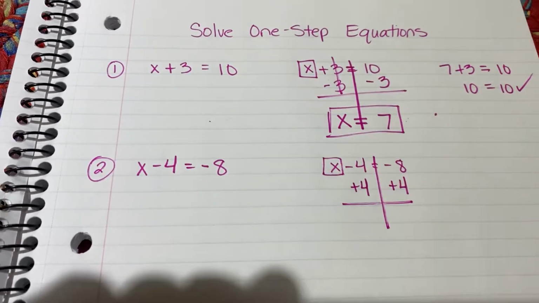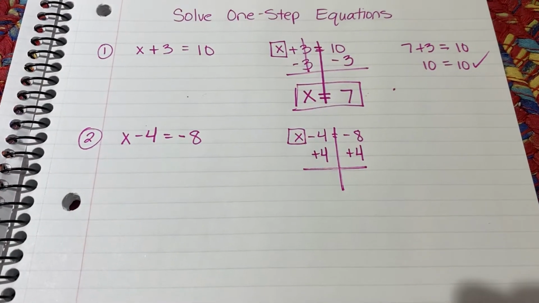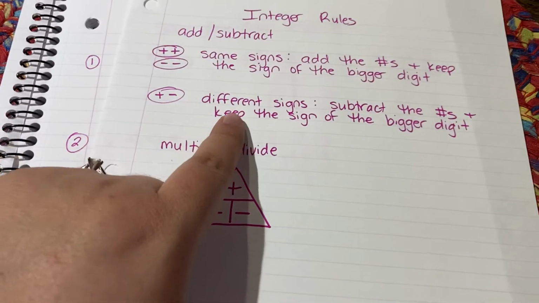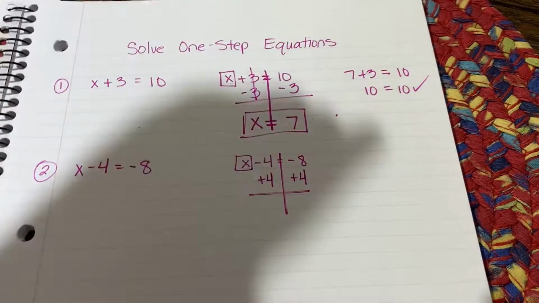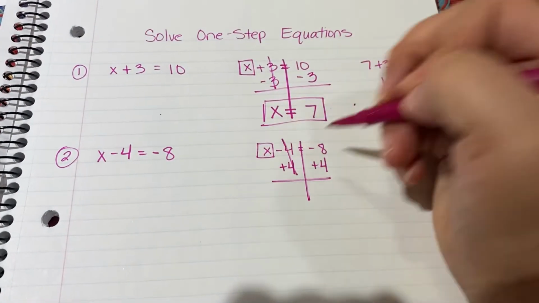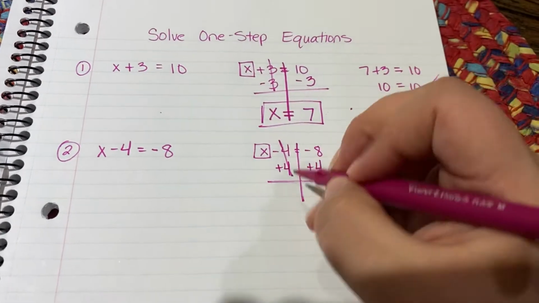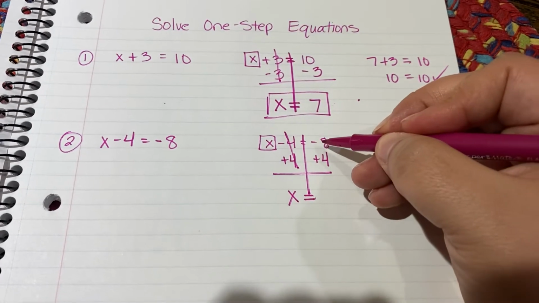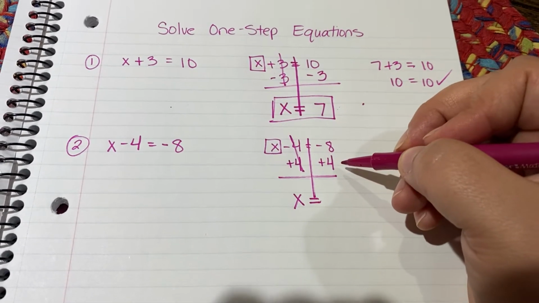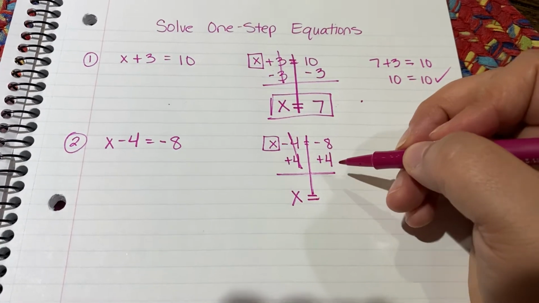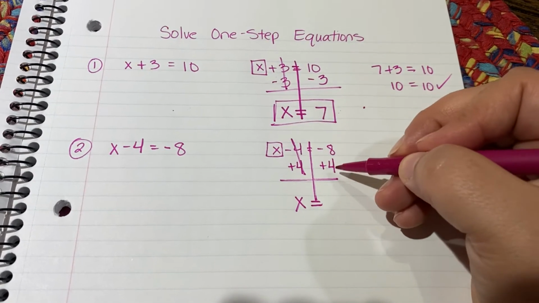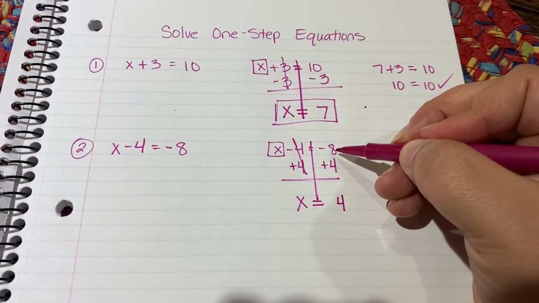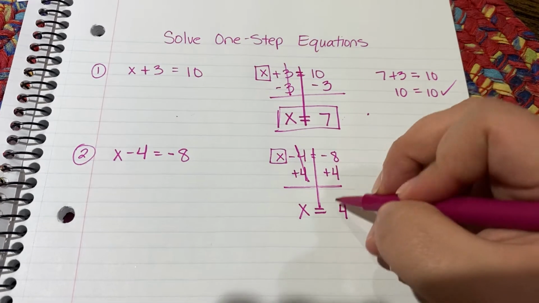Negative 4 plus 4. If you remember your integer rules, these signs are different. That's a negative, that's a positive. So when they're different, we actually subtract. So all we really have to do here is just cross them off because 4 minus 4 is 0, leaving me with x. Bring down my equal sign, and then negative 8 plus 4. Again, these signs are different. When they're different, we subtract. 8 minus 4 is 4. Keep the sign of the bigger digit. 8's the bigger digit. It was negative, so my answer is negative 4.